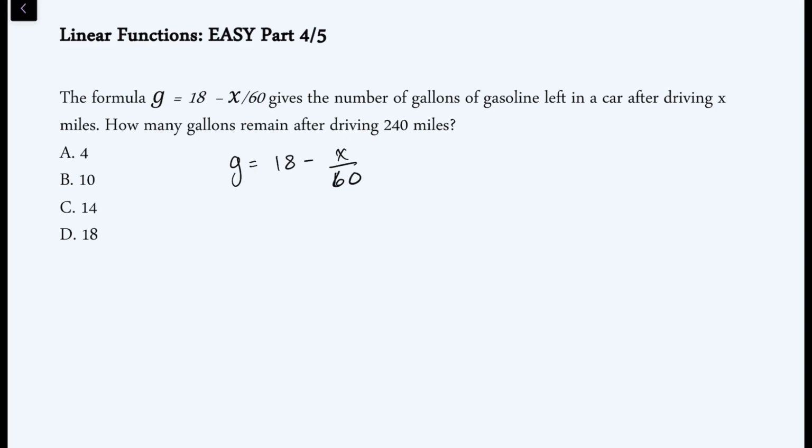Okay, let's create our given list. Our formula, G is equal to 18 minus x over 60. Now, we're going to say that G is gallons, because that's what we're talking about. And x is miles, because that's what they're telling us.